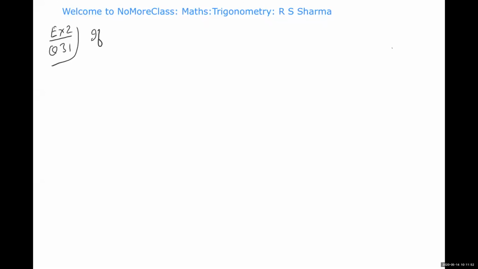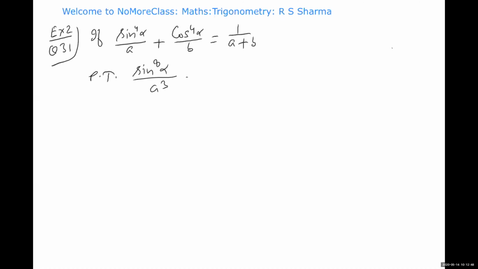Question is, if sine power 4 alpha upon A plus cos power 4 alpha upon B is equal to 1 upon A plus B, then prove that sine 8 alpha upon A cube plus cos 8 alpha upon B cube is equal to 1 upon A plus B cube. This we have to prove.